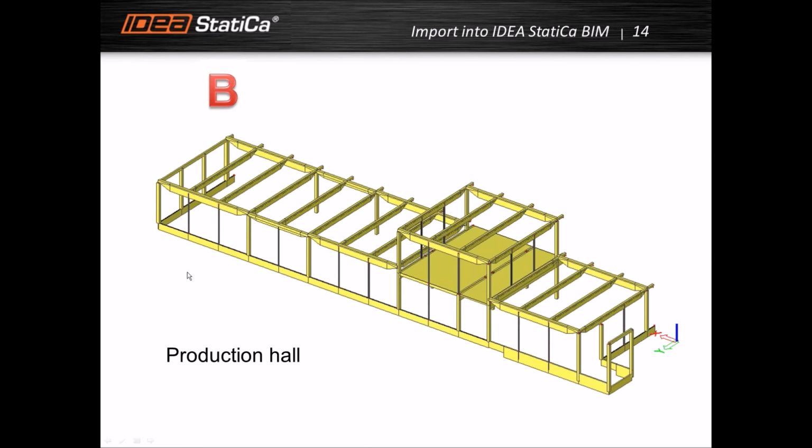Okay, so this is the type of the workflow B, which we can import a whole model, including the cross-sections and geometry of the model, and of course the results into IDEA StatiCa BIM. I originally wanted to show you the same example, but I realized that you can save some time, and I only show it in PowerPoint presentation.